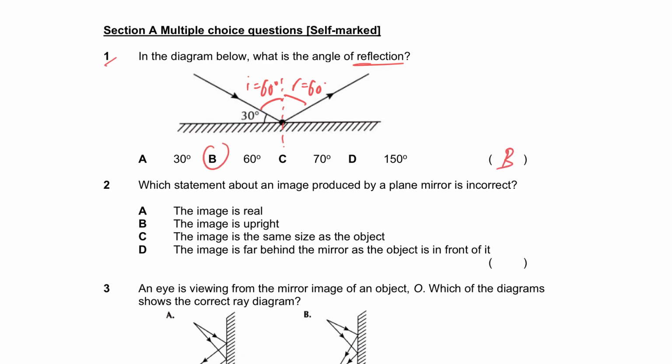Question number 2, which statement about the image formed by a plane mirror is incorrect? Okay, by now you should know the 5 characteristics of the mirror image. So the image is real, that's wrong. It should be virtual. Okay, that should be the answer. Let's look at this. It's upright. Okay, your head is still on top. Same size as the object because we are talking about a plane mirror. Alright, and the image distance and the object distance, they are the same. So A will be the answer, which is incorrect.